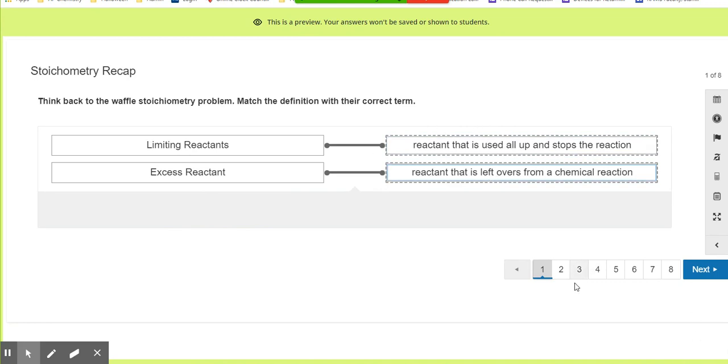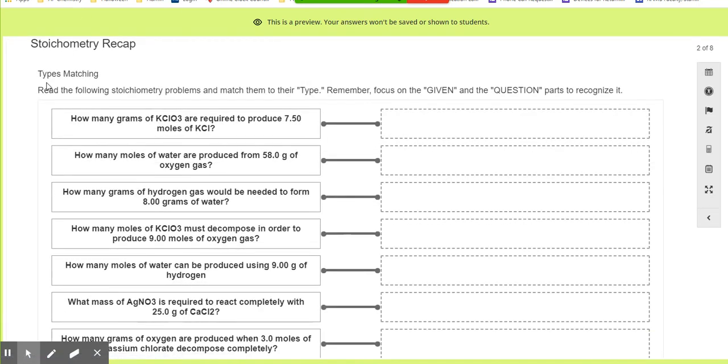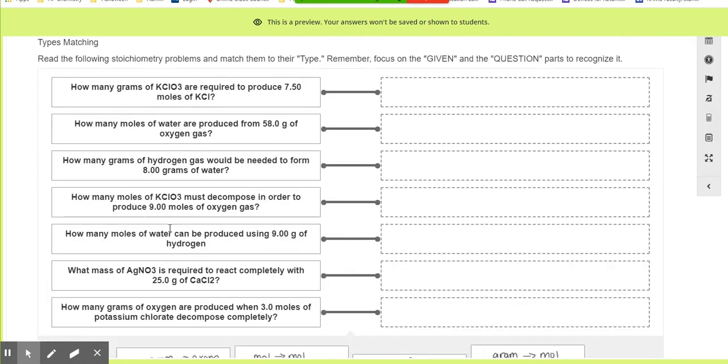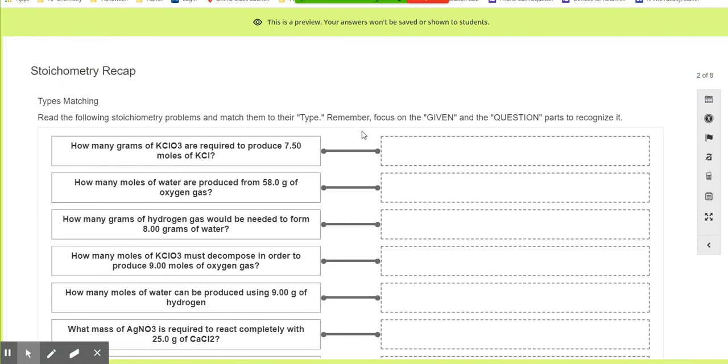Okay. Number 2. So number 2 is where I need you guys really focusing. This is the whole point of today. It looks really scary. I know that's a lot of words, but I'm going to show you how to do this easily. All right. So it says read the following stoichiometry problems and match their type. Match them to their type.